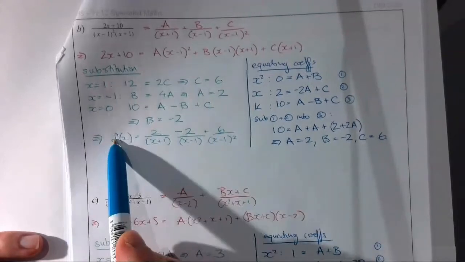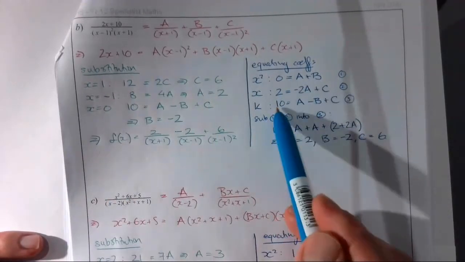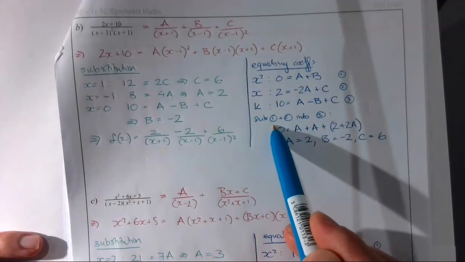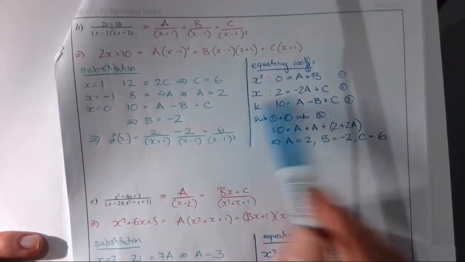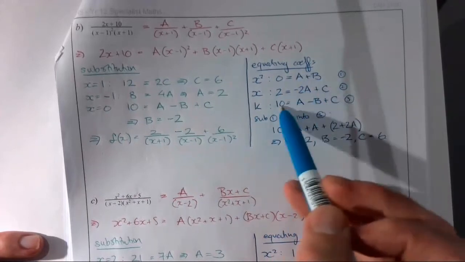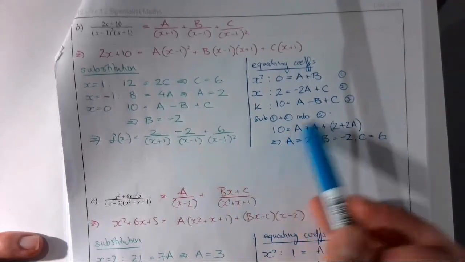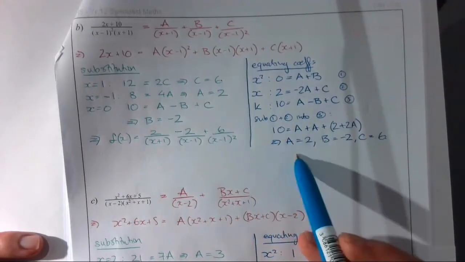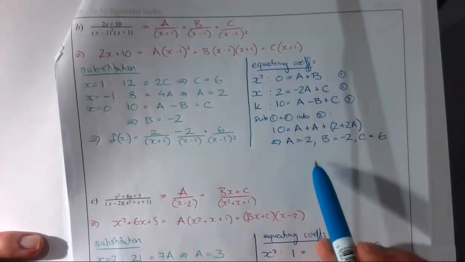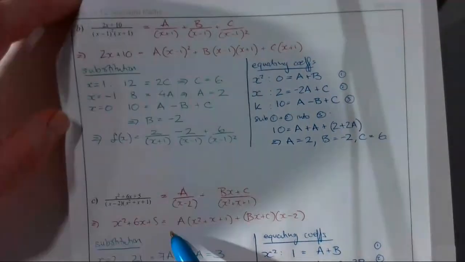Here we go. For equating coefficients, your 3 coefficients that you're going to look at are the x squared coefficient, the x coefficient, and then the constant coefficient. That gives us 3 simultaneous equations, but luckily they're quite easy to solve. And then once you've got the first value, you can just substitute that into the other equations to get the other ones.